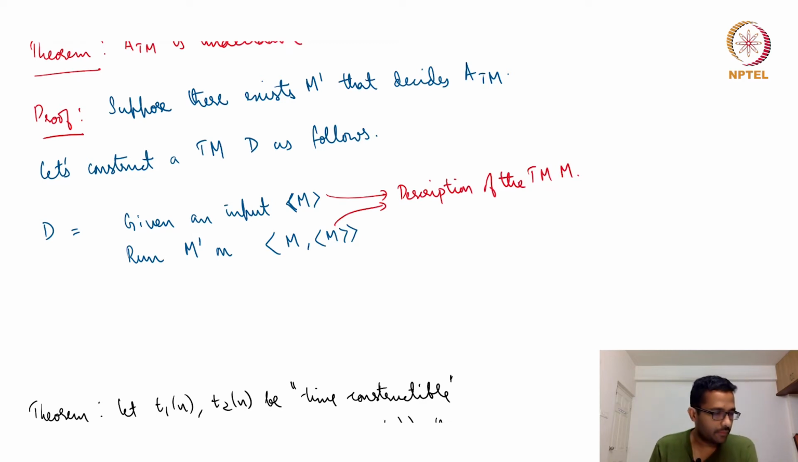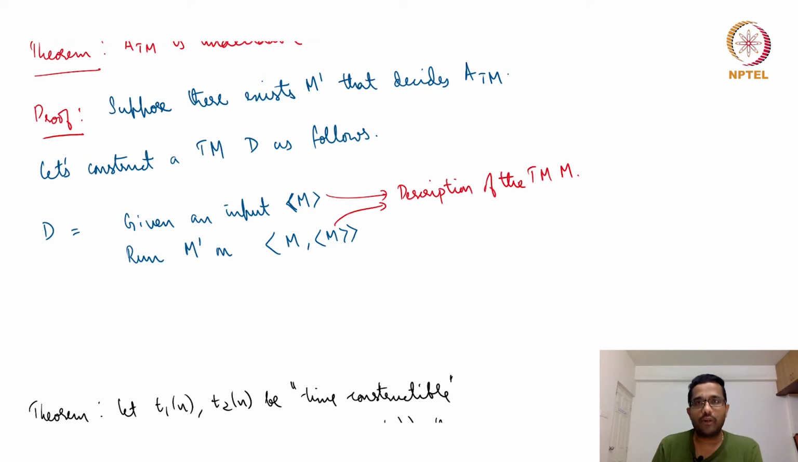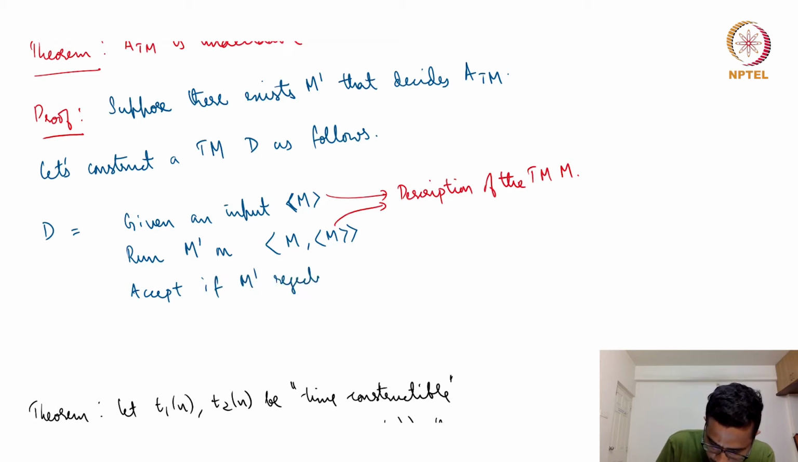So any Turing machine has a description. You can list down the number of states, the alphabet, and all the transitions. Like that you can write a description. Now M prime is a decider, which means it halts on all the inputs. So then what do we do? You accept if M prime rejects, and you reject if M prime accepts. So it's very simple.